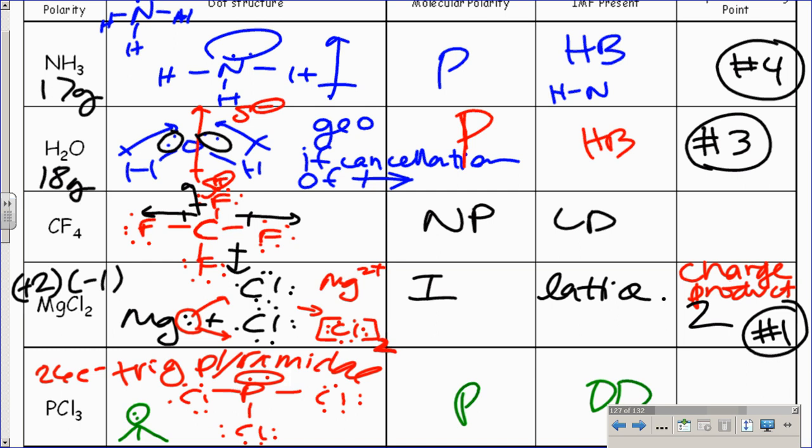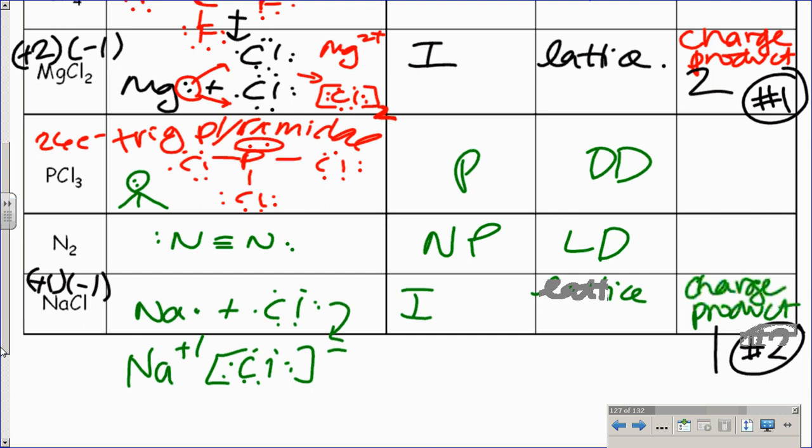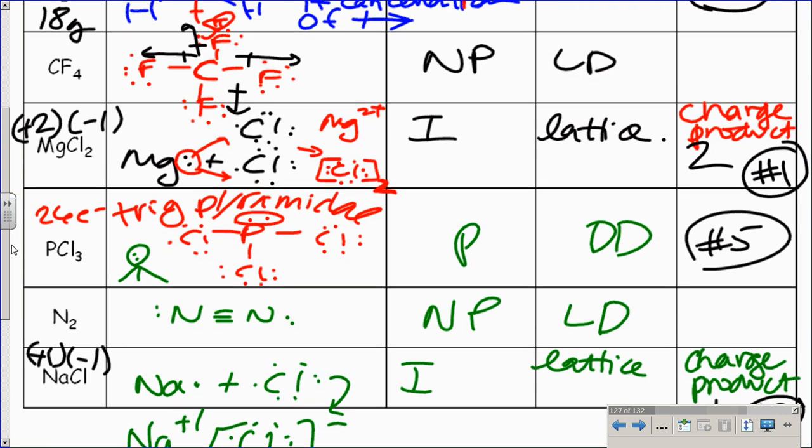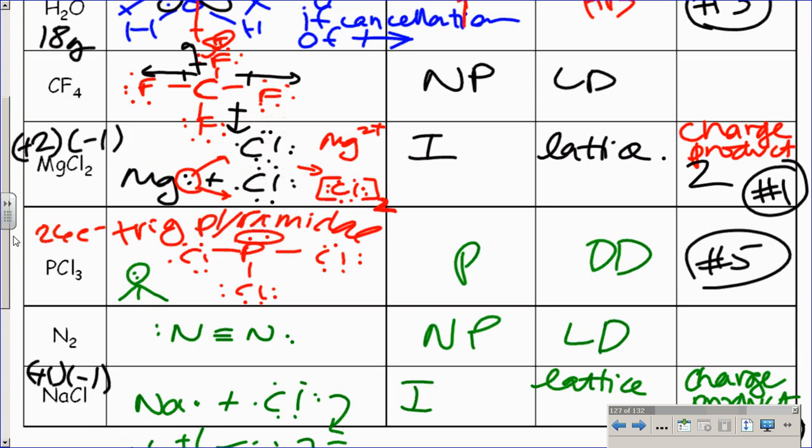What's after this? Dipole-dipole. We don't have any other contenders. This is number 5, and we have 2 contenders. Okay, so who wins? Or how do you decide?